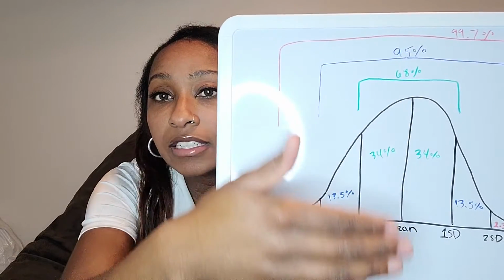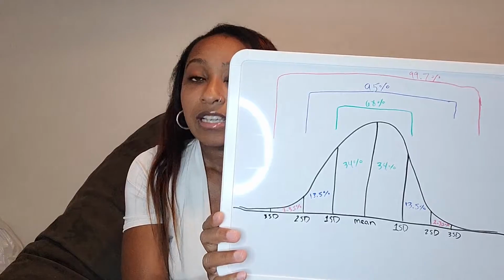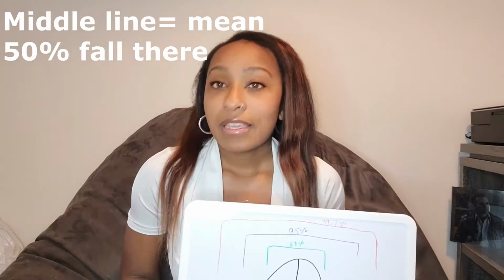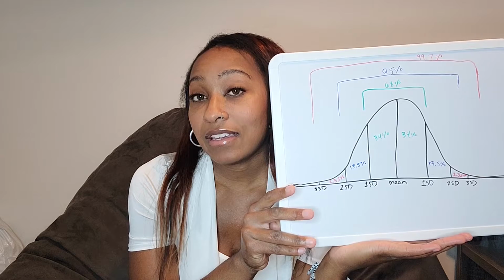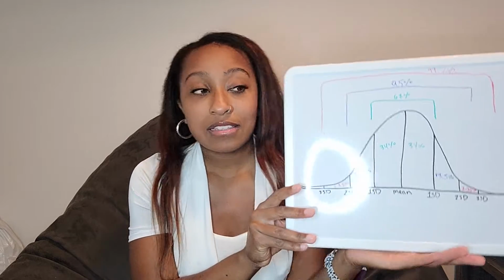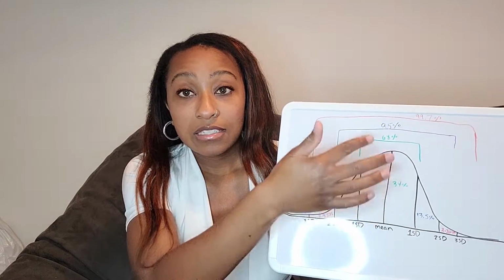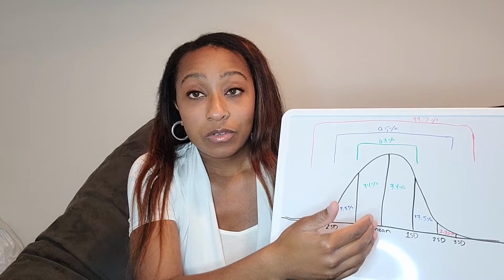Right in the center here is the average. So that's the mean. That's where 50% of people will fall. So what I mean by that is, let's say that you had 100 students and they were all taking this test. Whatever score is in the middle, this mean, that's where 50% of the students fall. So 50% got that score.